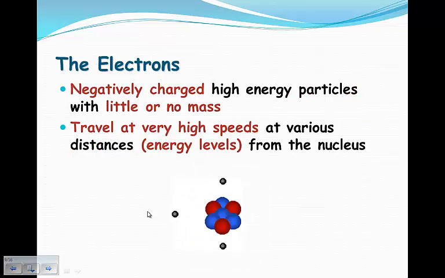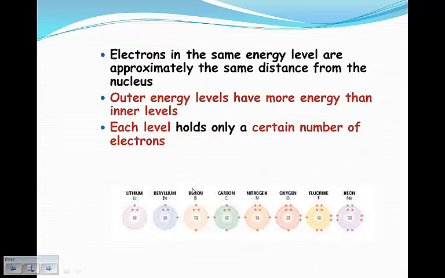Moving on to the electrons. The red and blue in here is our nucleus, so that's our protons and our neutrons. And then the electrons are these negatively charged, high energy particles that have little or no mass. They have very little mass to them. They travel at very high speeds at different distances, or energy levels. Like I said, they could be called orbitals, they could be called valences, but they're different distances from this nucleus.